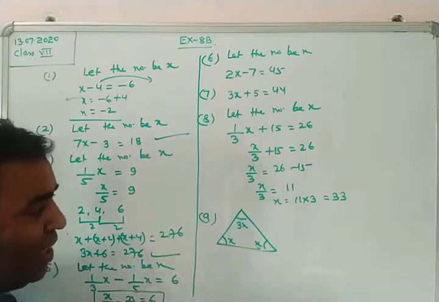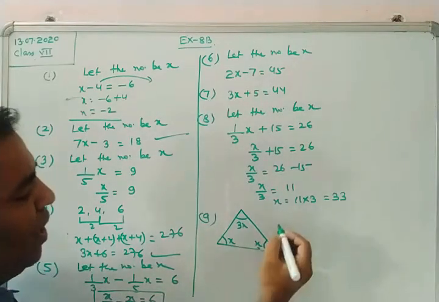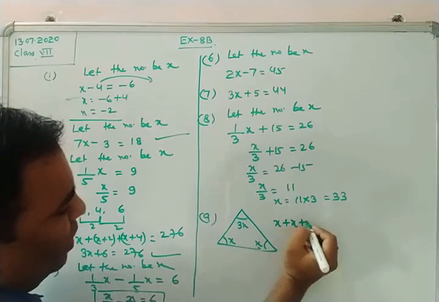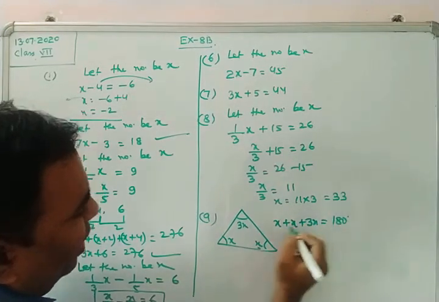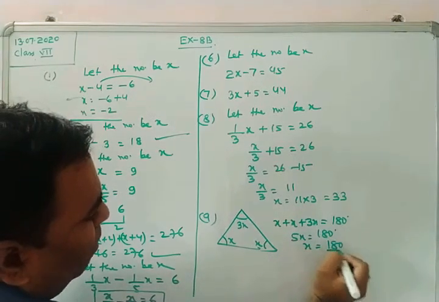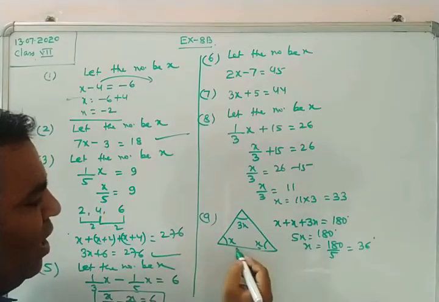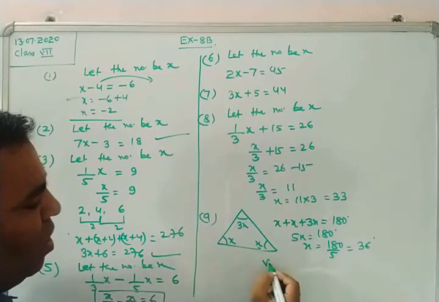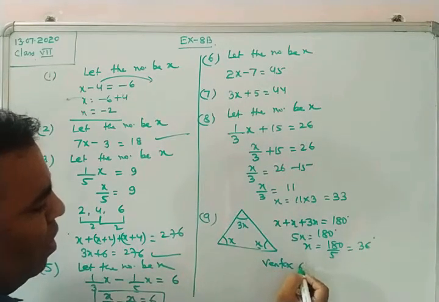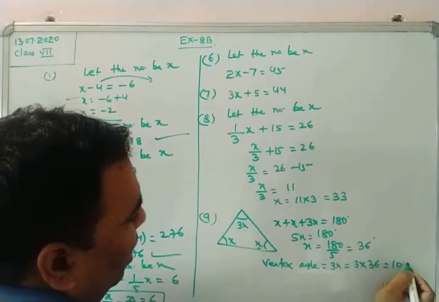Okay. So what is the angle sum property of triangle? We will say that all angles of triangle give us summation of total of 180 degree. So x plus x plus 3x equal to 180 degree. So here 5x equal to 180 degree. x equal to 180 by 5, that means 36 degree. Okay, so base angles are 36 degree. What is the vertex angle? Vertex angle is 3x, that means 3 into 36, 108 degree.